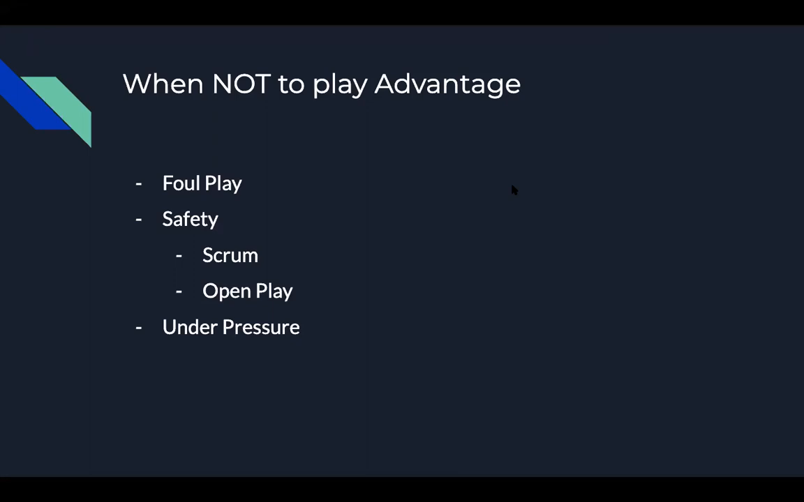What else? Safety issues. If you're in a scrum and there's players being driven in the air, if anyone's in an unsafe position, do not play advantage off of that. Top priority in a game is safety. So don't let one team continue to do what they're doing because they want to win at the risk of the other team's safety. You're supposed to keep the game safe, just blow the penalty.